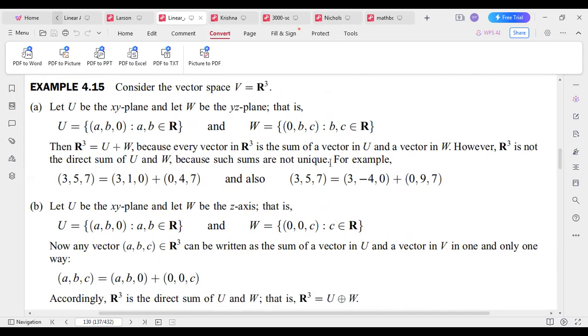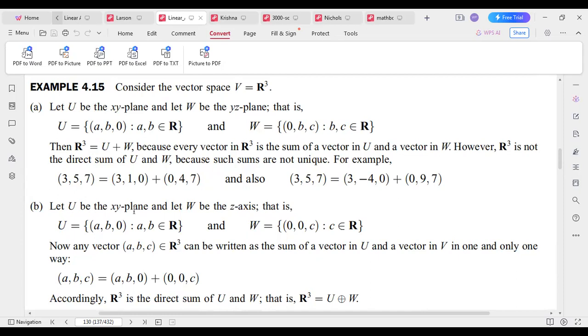So in that case, R3 is not a direct sum of U and W because such sums are not unique. For example, (3,5,7) can be written as (3,1,0) plus (0,4,7). And also (3,5,7) can be written as (3,-4,0) plus (0,9,7). So we get two different sums. This is why it is not unique, and this is why it is not a direct sum.